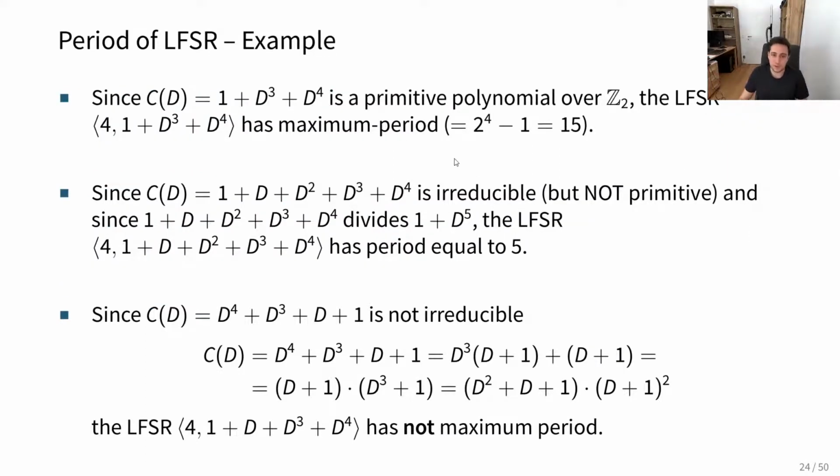Okay, some examples again. We know that this polynomial is primitive. We already had it before. So we also know that if we generate an LFSR using this polynomial, and this is actually the LFSR we generated before, then the period will be 2 to the power of 4 minus 1, which is 15, which is maximum. However, since this one is not primitive and it divides 1 plus D to the power of 5, the period is only 5, which is much lower than the maximum possible period, of course. And we can also see it with this example here. Essentially what we try to do is to have a primitive polynomial here.